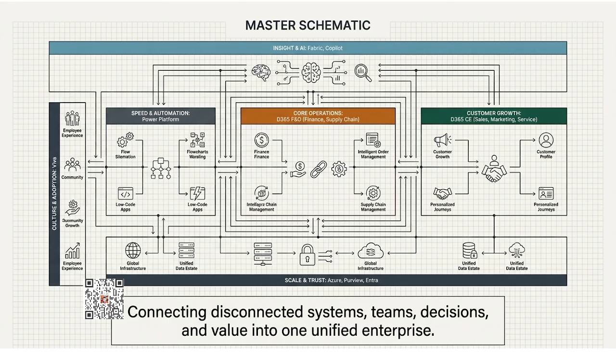If we see the Microsoft stack here, you can see that there are three core areas we are talking about. The main core area is Dynamics 365 Finance and Operations and Supply Chain, which is sitting in the middle of the whole architecture. Here you see we have finance, intelligent order management, and supply chain management, which help any corporate to run their operations flawlessly.